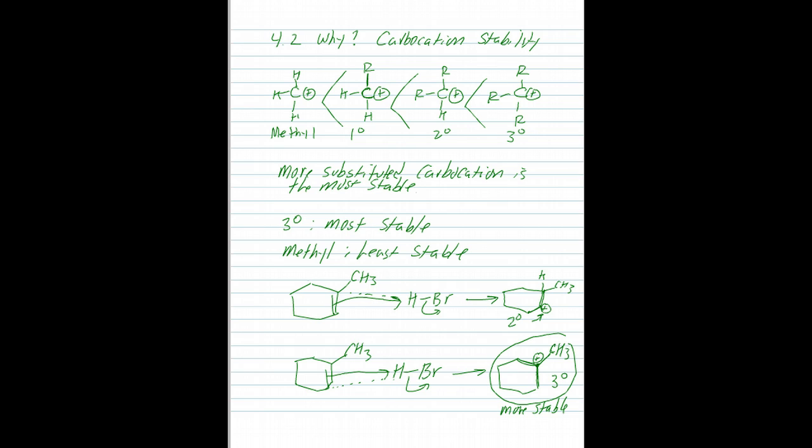Because once you form that more stable intermediate, once you've formed that carbocation, your bromine now can easily add into there to form the product. So whatever carbocation you form, that's what leads to the product. And that's basically what Markovnikov's rule is. That's what a regiospecific reaction is. And this is the reason why, because of carbocation stability.